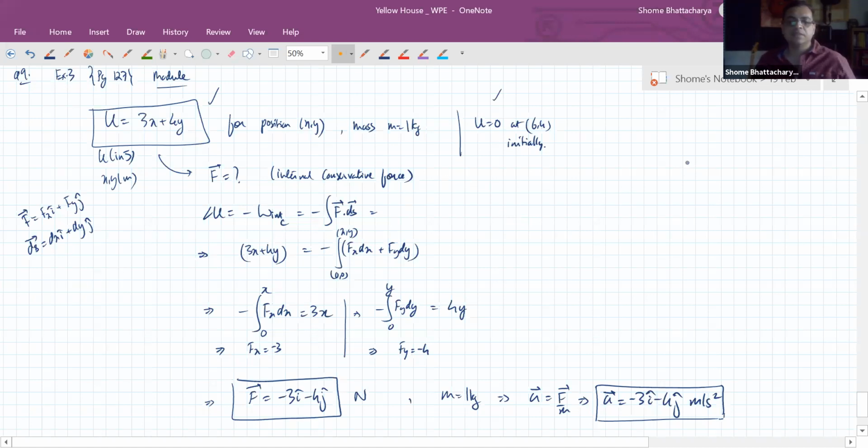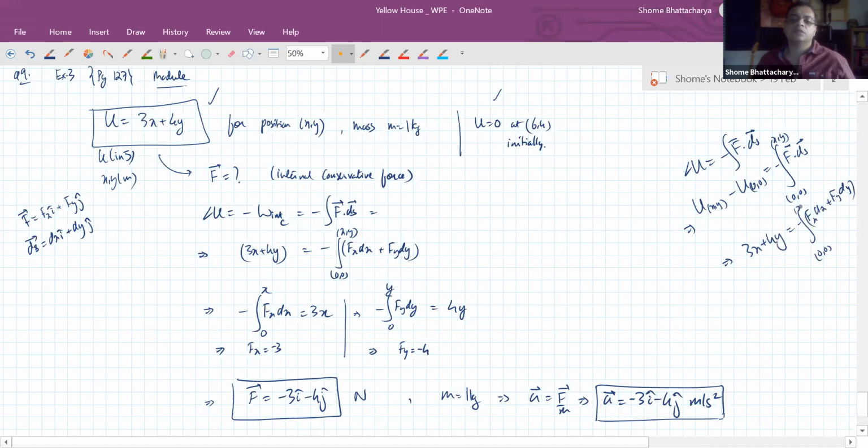using this relationship that delta U is equal to minus integral of F dot ds. Okay. So U at some general (x, y) minus U at (0, 0) should be minus the integral of F dot ds from (0, 0) to (x, y). So this term is becoming 3x plus 4y. So that is my minus the integral of Fx dx plus Fy dy from (0, 0) to (x, y). This thing I'm utilizing here in these steps. So just go through this carefully once.